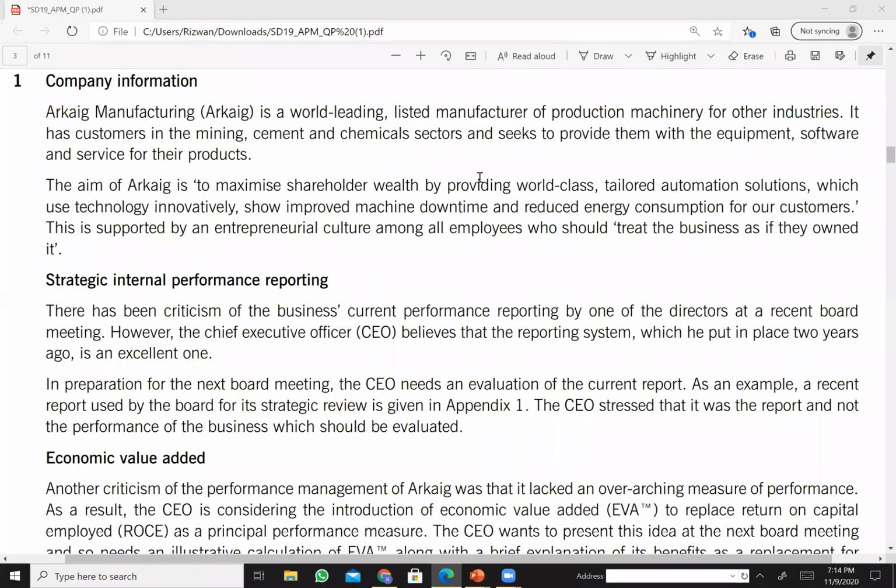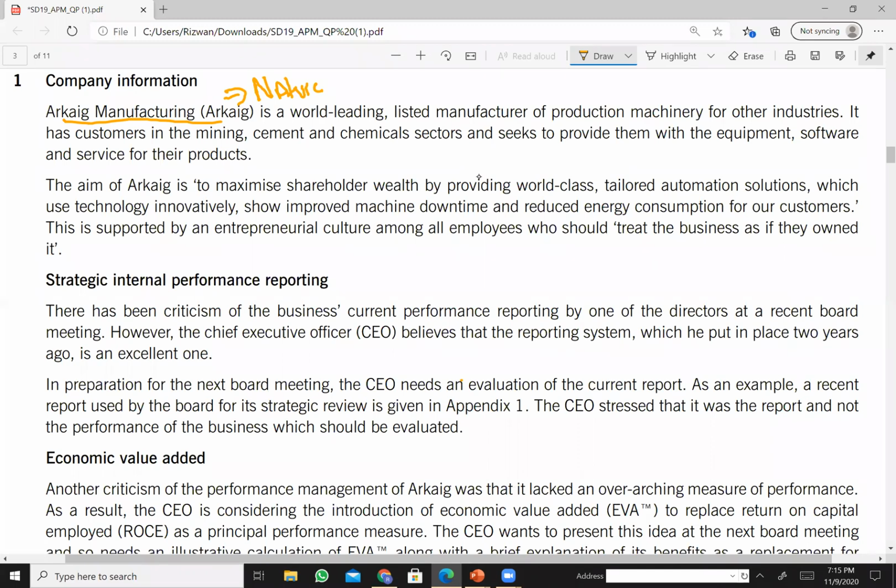Now, the first requirement is about the performance report. So it's PAPER. Arctic Manufacture is a world leading listed manufacturer of production machinery for other industries. What I always tell my students is that when you're reading the question, try to understand the nature of the business. As a consultant, this is very important because you have to be very practical in the paper. You can't just write what you have learned. Understanding what type of business they do gives you the confidence and the idea of what you have to write. So the nature of the business: it's a manufacturing company.